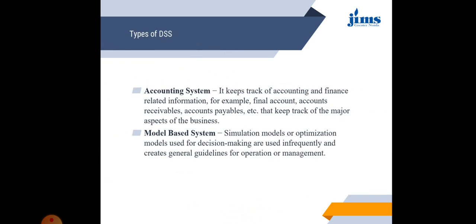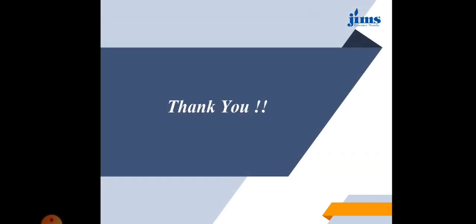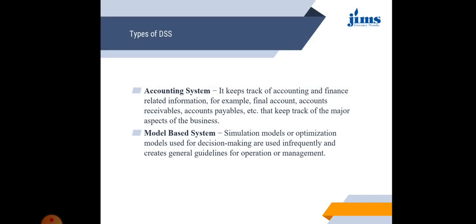Accounting system keeps track of accounting and finance related information, for example final accounts, accounts receivable, accounts payable, etc. This keeps track of the major aspects of the business. The next one is the model based system. Simulation models or optimization models used for decision making are used infrequently and create general guidelines for operations and management. So these are all the types of decision support systems, and this is all about the decision support system.